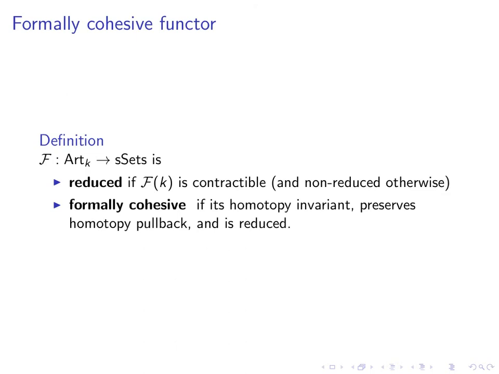Some more definitions associated with functors are the following. So a functor from Artin simplicial rings to simplicial sets is reduced if F of k is contractible, and we say it's non-reduced otherwise. A functor is formally cohesive if it's homotopy invariant, preserves homotopy pullbacks and is reduced.